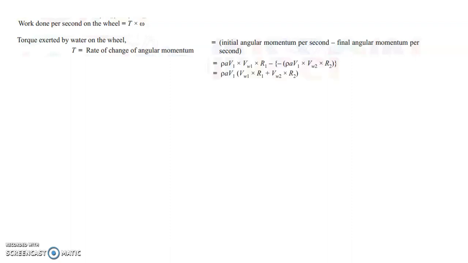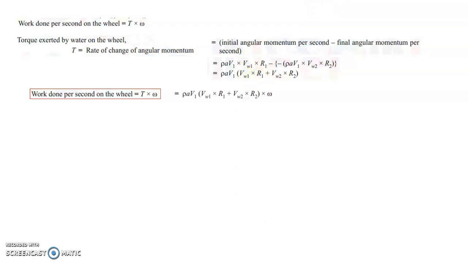So torque is rho into A into V1 into VW1 into R1, which is the angular momentum, minus the final angular momentum per second. Now minus of minus is plus: VW1 R1 plus VW2 R2, except that rho A V1 is common. I'll take rho into A into V1 as a common factor. So the torque is rho into A into V1 into (VW1 into R1 plus VW2 into R2).